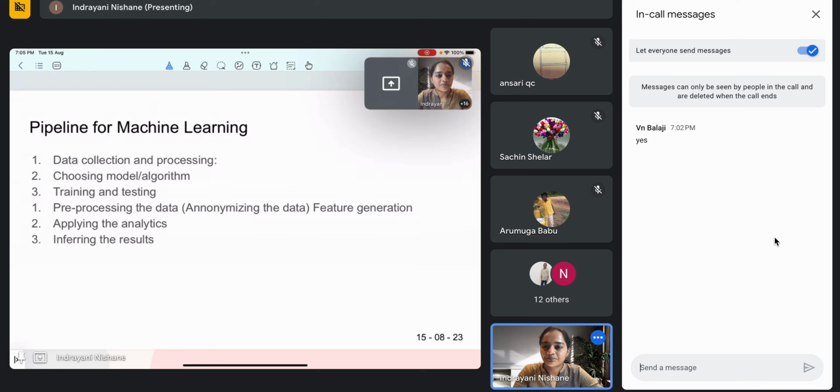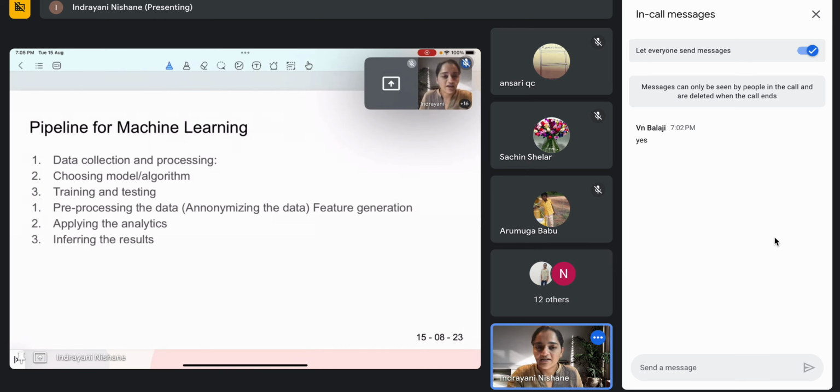Then, oh yeah, I'm sorry. As I mentioned, there are just three steps. We found one mistake in the PPT which I made. So these were last week's steps: pre-processing the data, applying the analytics, and inferring the results. My bad, I did not pay attention to this page. So please ignore the second 1, 2, 3. It is just the first three, 1, 2, 3, which we want to focus on.